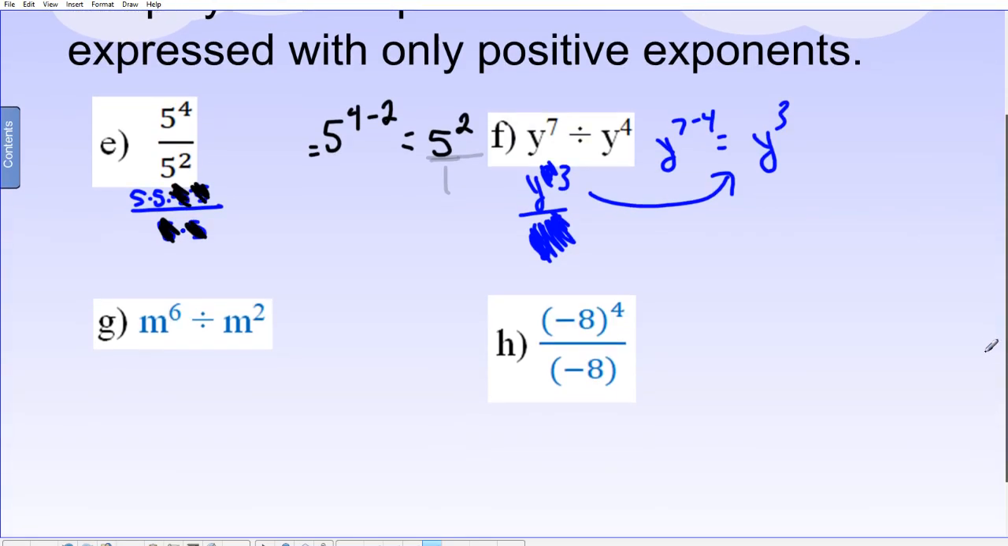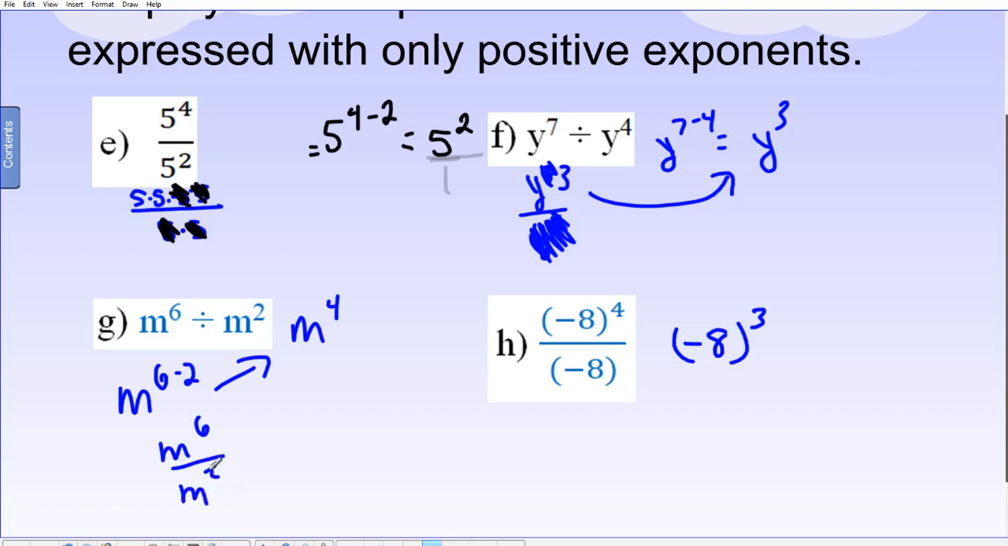Okay. So final answers, you should have m to the 4th power and negative 8 inside parentheses to the 3rd power. If you did this as m to the 6 minus 2, you subtracted your exponents to get that. Awesome. If you did m to the 6th over m squared and you canceled 2 of these and you canceled 2 of these, and so you're left with 4 to get that answer, that's awesome too. Same dealio here.